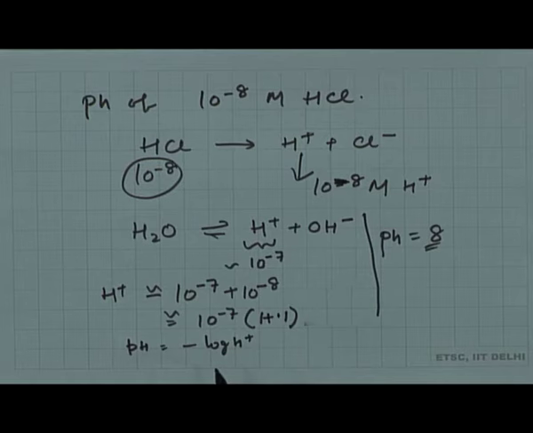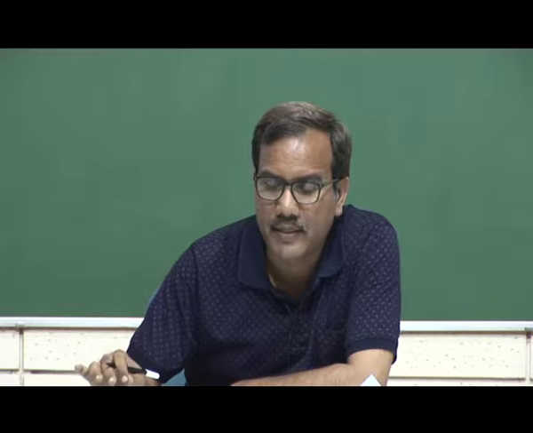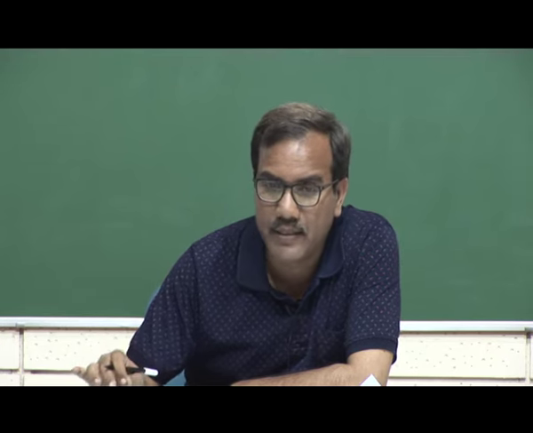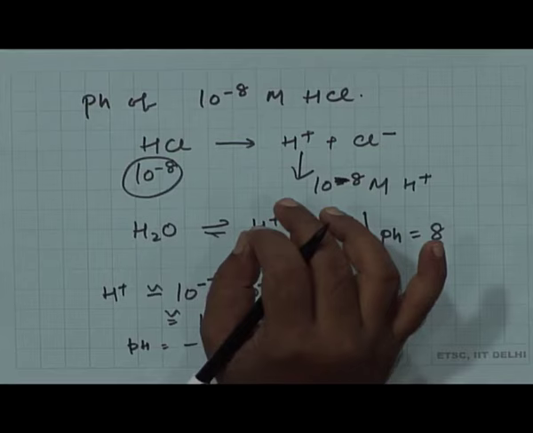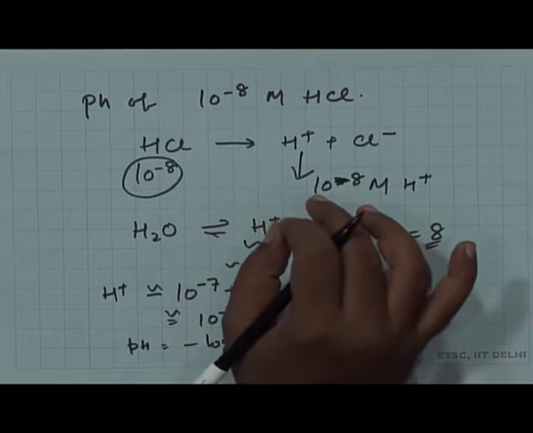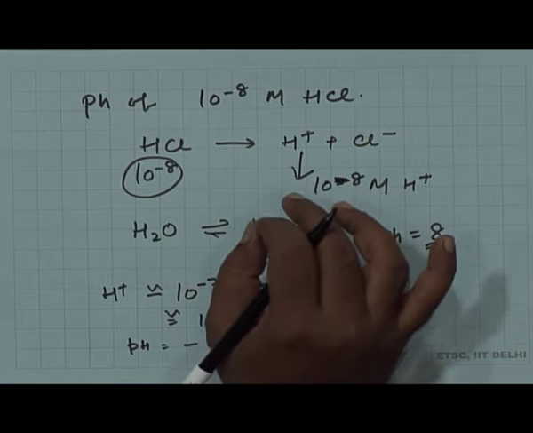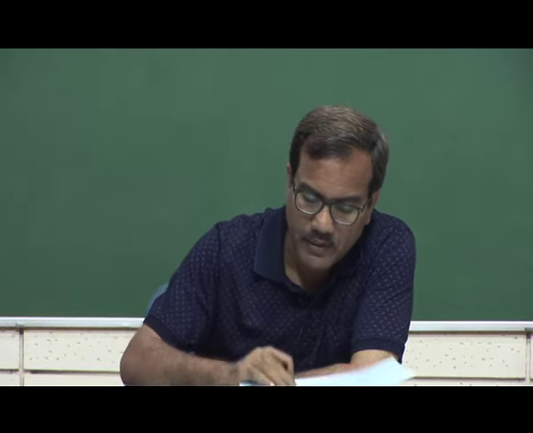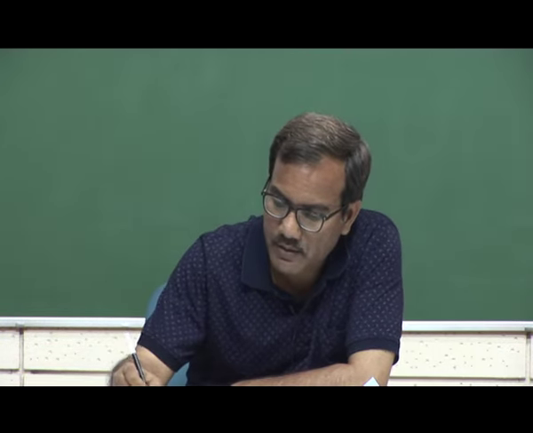So, you must remember that H plus ion from water can only be neglected when the concentration of acid or base is quite a bit greater than 10 to the power minus 7 molar. Now, let us take polyprotic acid.